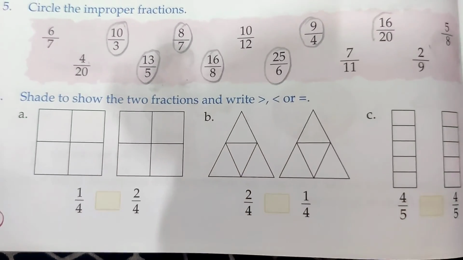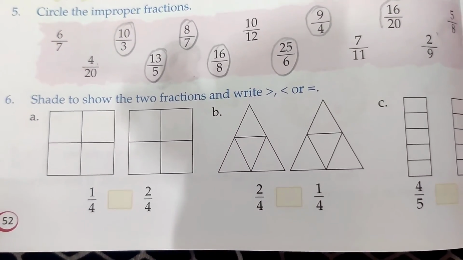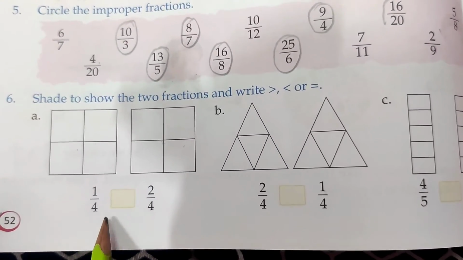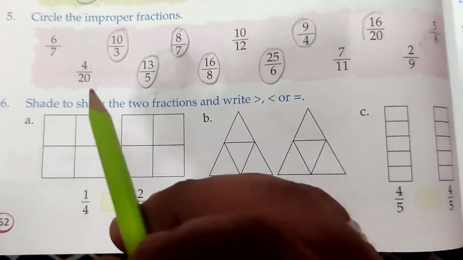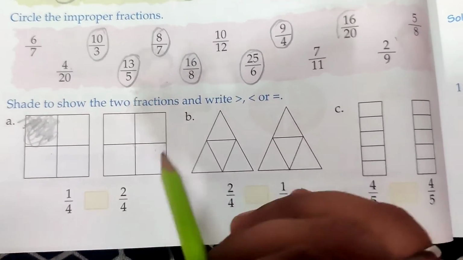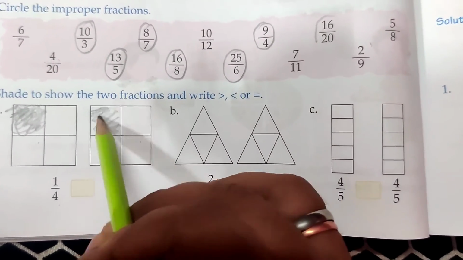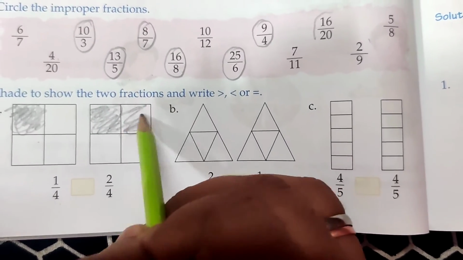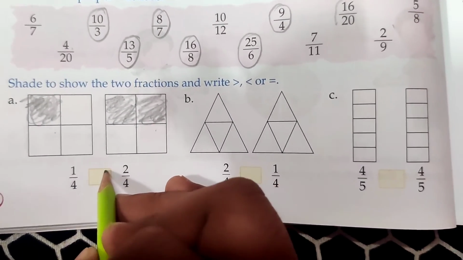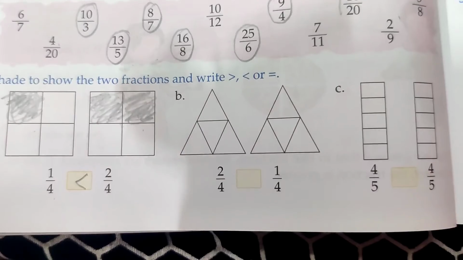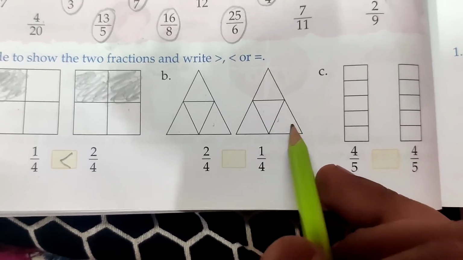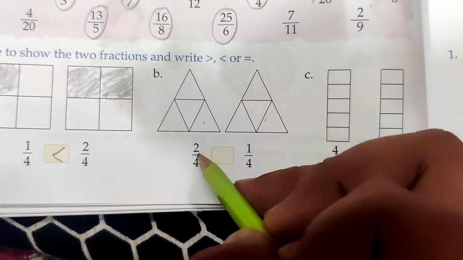Now come to the next question, question number 6. We have to shade the parts according to the question. 1 out of 4 parts. We have to shade 1 part out of 4 parts and 2 out of 4 parts. Which one is greater? Obviously 2 parts out of 4 is greater than 1 part of 4. 1, 2, 3, 4. There are 4 parts. We have to color 2 parts.